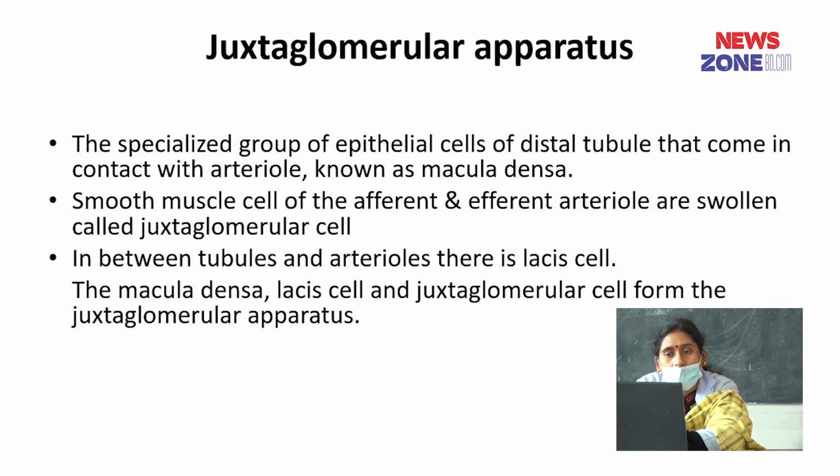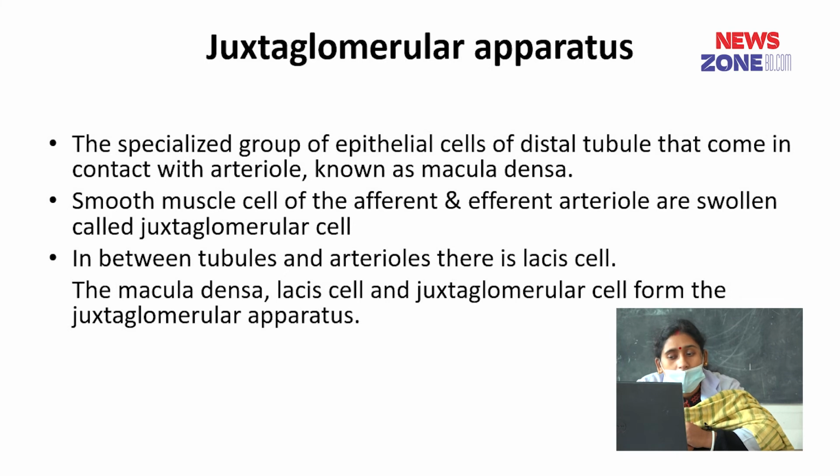Now I tell the juxtaglomerular apparatus. Three types of cells combine to form the juxtaglomerular apparatus, that is macula densa, juxtaglomerular cell and Lacis cell or extraglomerular mesangial cell. Now I tell what is macula densa. Macula densa is the specialized group of cells in the distal tubule. And what is juxtaglomerular cell?